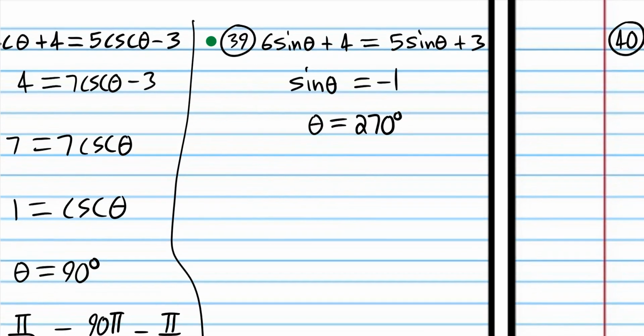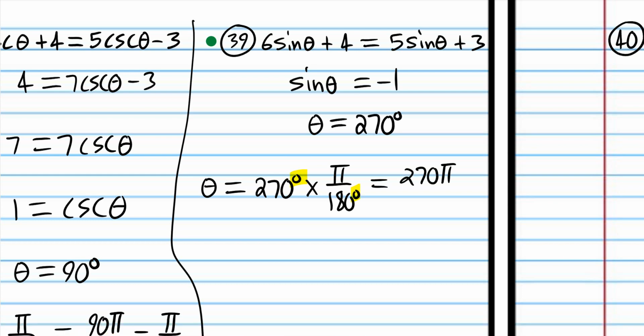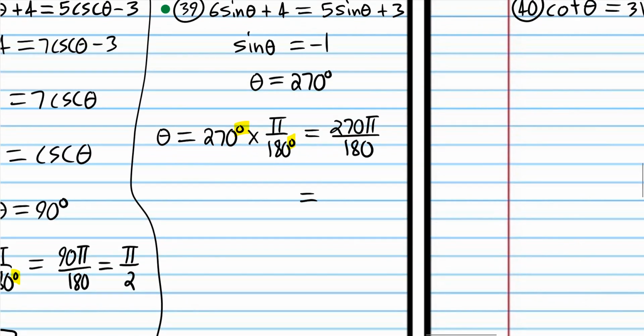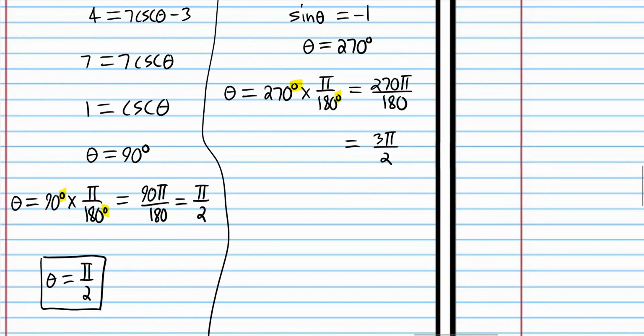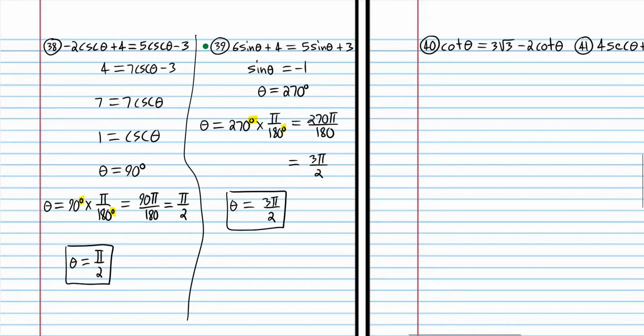But we need to write our solution in radian units. So 270 times pi over 180 degrees. The degree symbols cancel out, and we're left with 270 pi over 180, and that is equal to 3 pi over 2. So theta is 3 pi over 2. So we got that right.